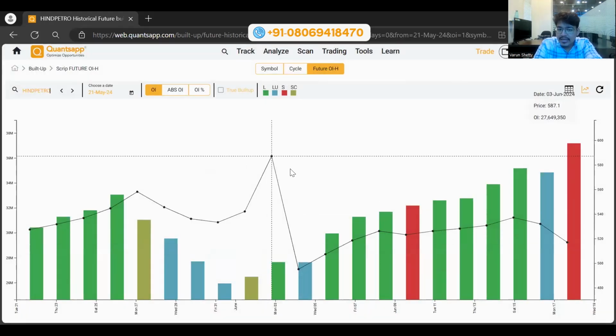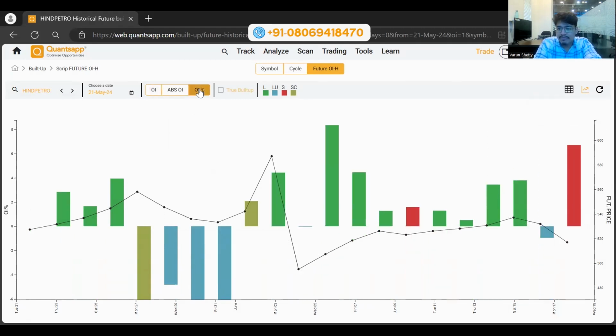Okay. So I can clearly see that this was the election fall, 4th of June. This was the fall due to election. After that, it has continuously gone up. Now, yesterday there was some profit booking. If I look at OI percentage, there was some profit booking. Now there has been some short. As soon as I see one long build up here, I will go and enter that trade.